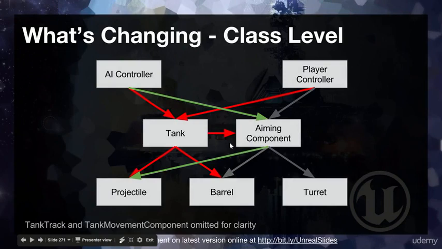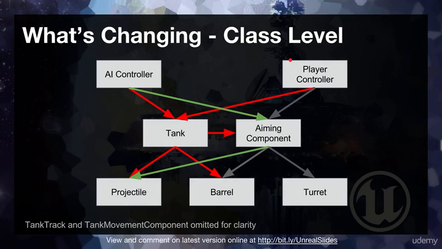Okay, so let's make this stuff about the order in which we refactor more concrete. Here are the changes we're going to be making in terms of our class dependencies. The red arrows are the things that are going. Basically, the tank is out of here. The green arrows are the new dependencies, like the AI controller is going to talk straight to the aiming component, and the aiming component is going to talk to the projectile, and the grey ones are the boring old ones that are staying the same.